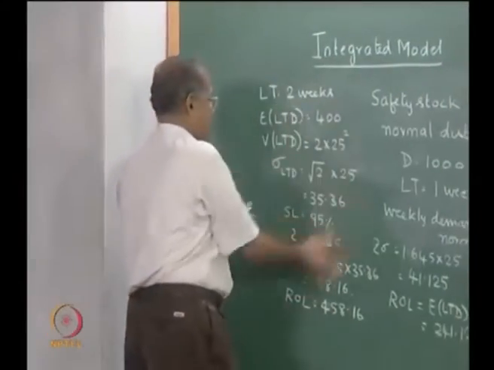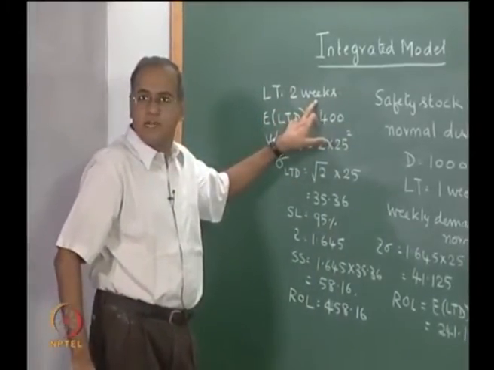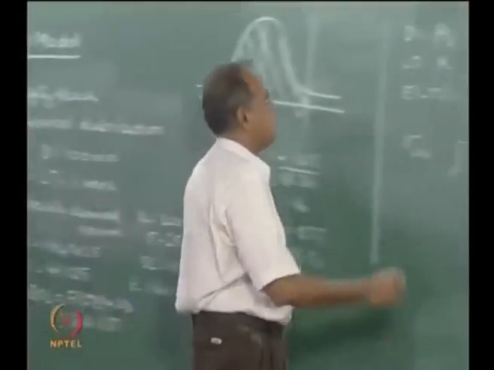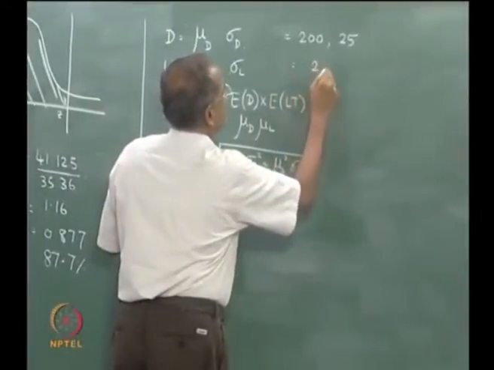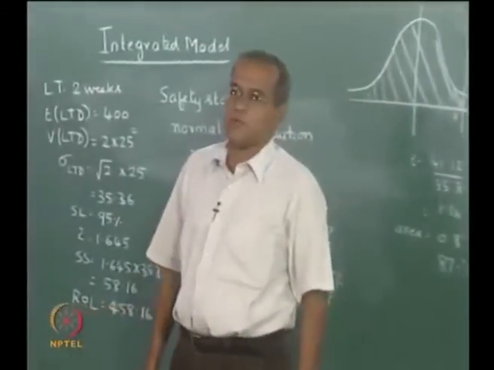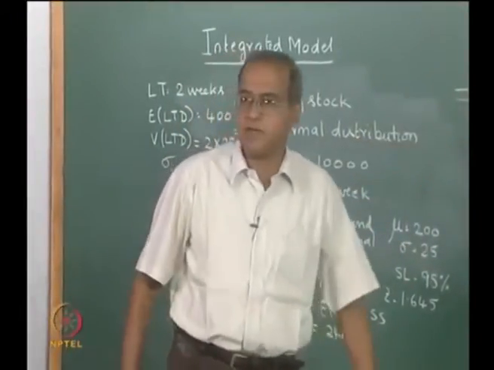When we looked at this case, mu lead time is 2 weeks, but standard deviation of lead time was 0. Now, let us look at a case where mu lead time is 2 weeks and standard deviation of lead time is also 2 weeks. Now what happens to our expected values?